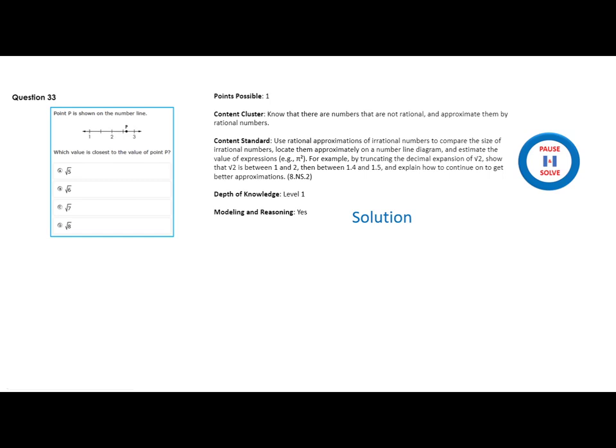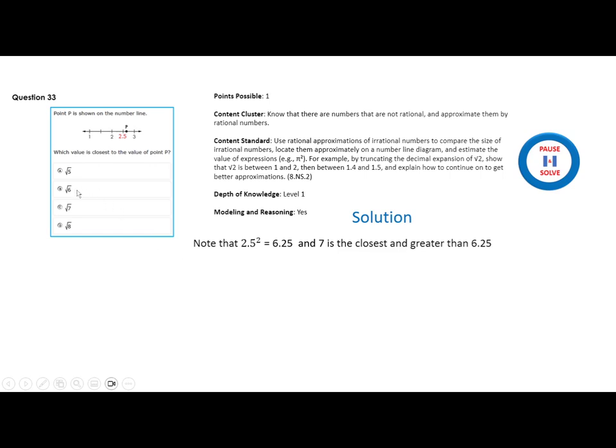Point P is shown on the number line. Which value is closest to the value of point P? This one here is 2.5, right? So this one is close to 2.5, okay? Close to 2.5 rather than close to 3. And so 2.5 squared is 6.25. 6.25 and 7 is the closest to it. 7 is the closest to 6.25.